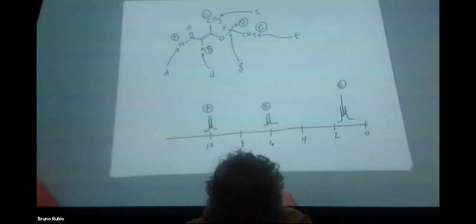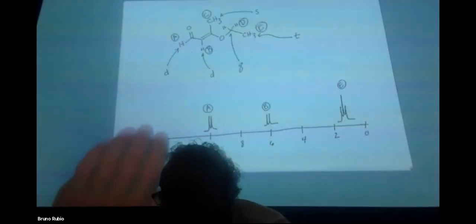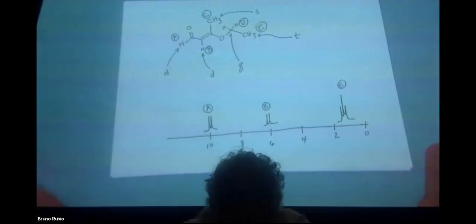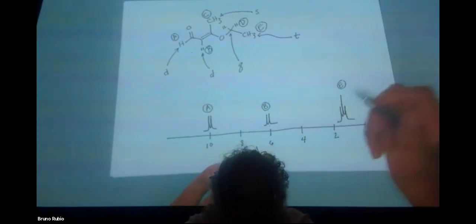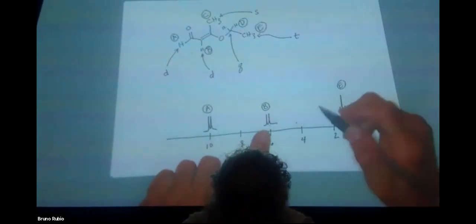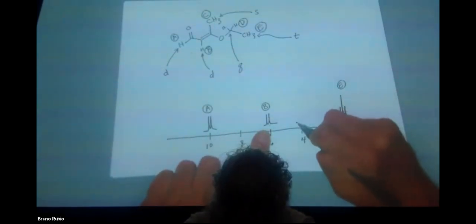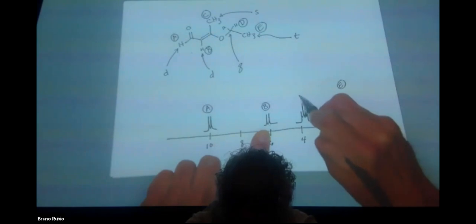Yeah, D is going to be more downfield because D is closer to the electronegative atom. On my table, that proton is going to be somewhere around the 3s. So maybe somewhere down here, I'm going to put a quartet. This signal is 1 hydrogen, so I'm going to make this one 4 times bigger. It's going to be this quartet somewhere in the 3s like that. All right, so that's the D proton.